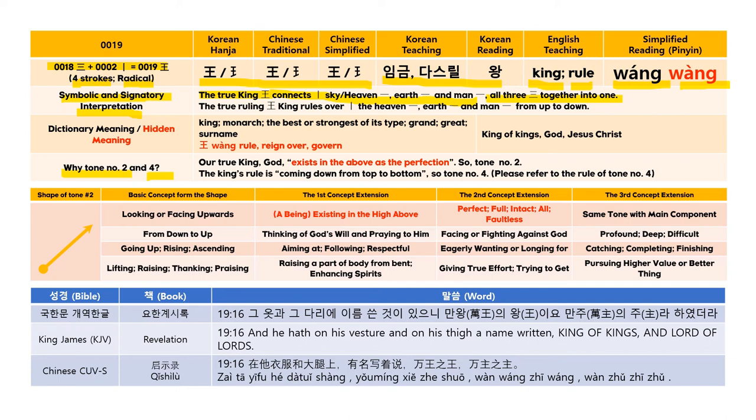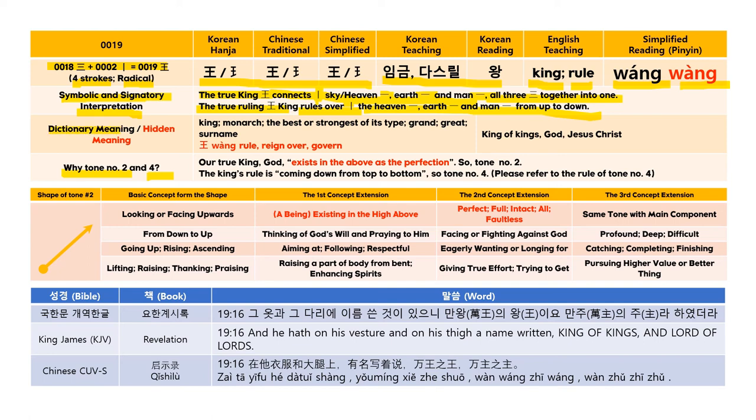The true king connects sky, heaven, earth, and man, all three of those together into one. What the interpretation is, the true king rules over. Do you remember the hidden meaning of this character? Yeah. Rules over the heaven, earth, and man from up to down.